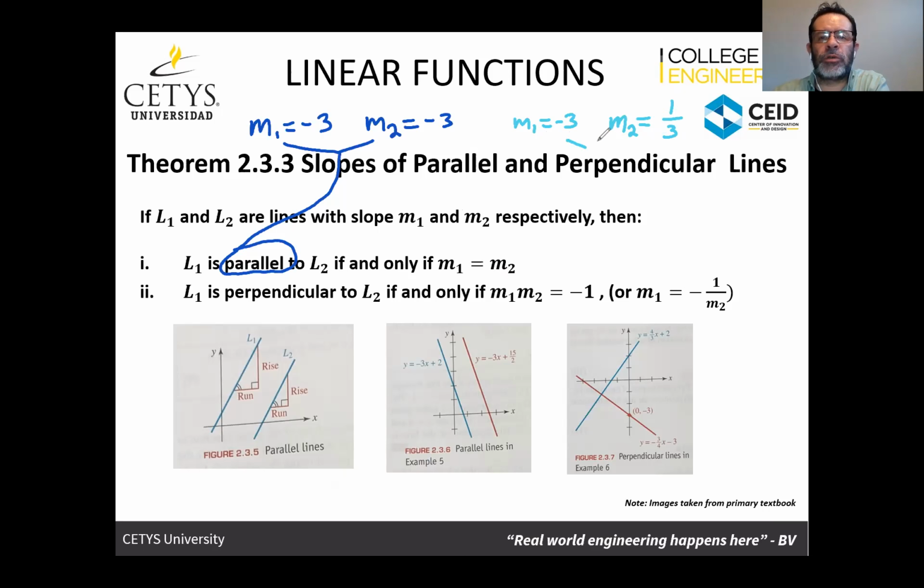Okay, and these two lines would be perpendicular. Okay, is that clear? No? Yes, thank you. Perfect.